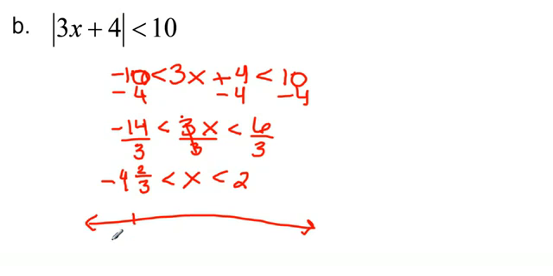The two values we want to include on our number line are negative 4 and 2/3 and positive 2. Now, the symbols here tell us to use open dots, and you can read this by saying x is in between negative 4 and 2/3 and 2, not including those endpoints, so we're going to use open circles there. Okay, and that would be the graph of the solution region.